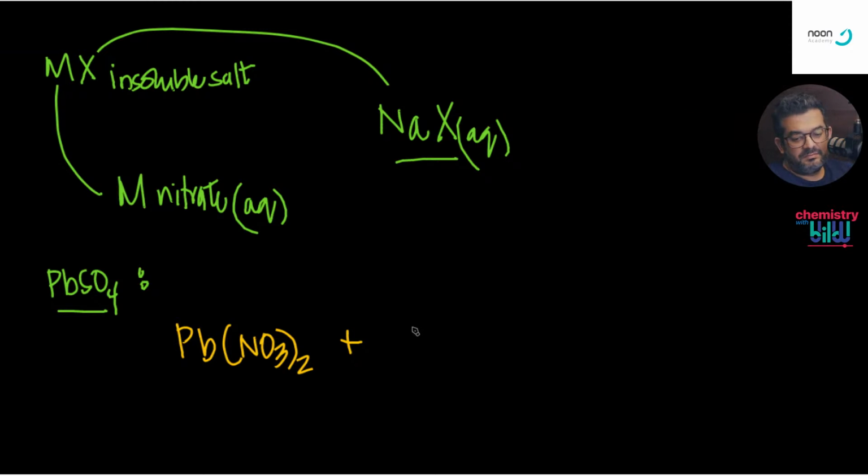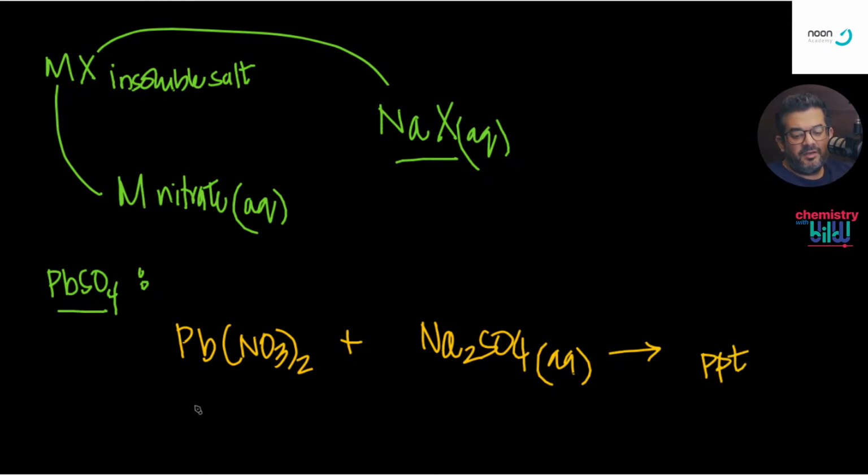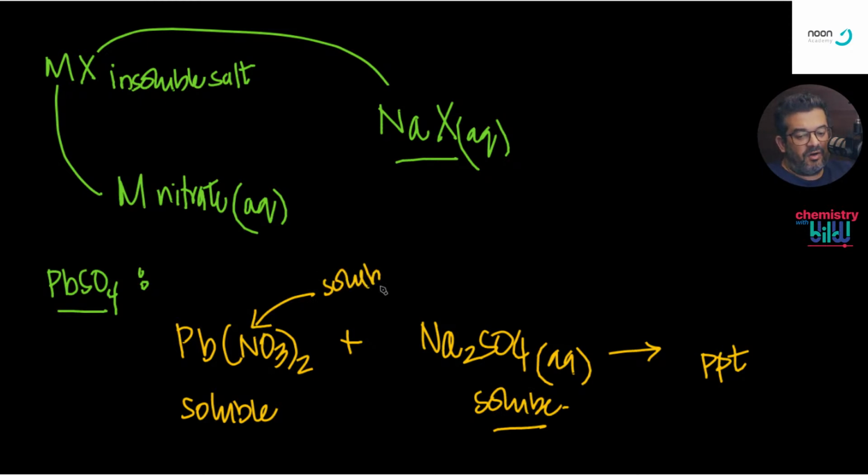So lead nitrate and sodium sulfate. Why? Because remember, for precipitation, I need both initial things to be soluble. And how do I get lead to be soluble? By using a nitrate, because all nitrates are soluble. If I want any sulfate to be soluble, let me just take sodium or potassium.